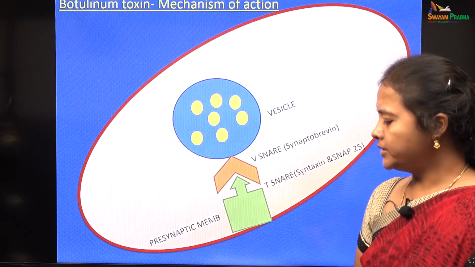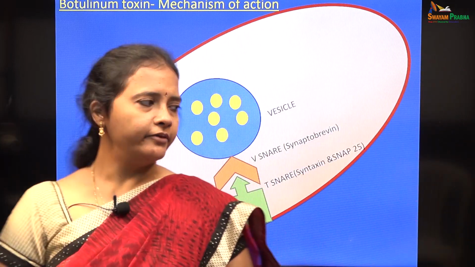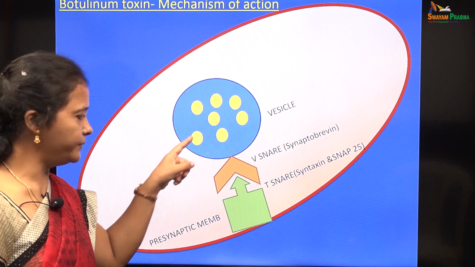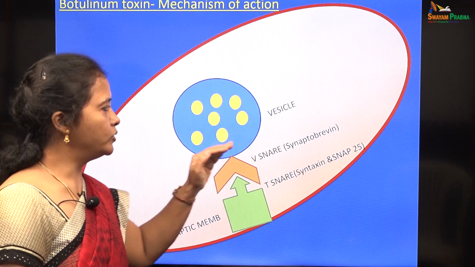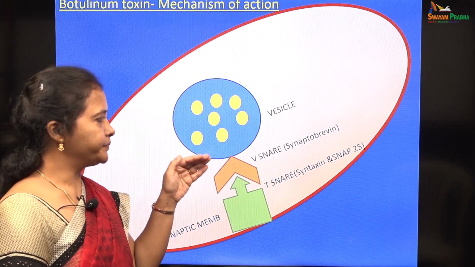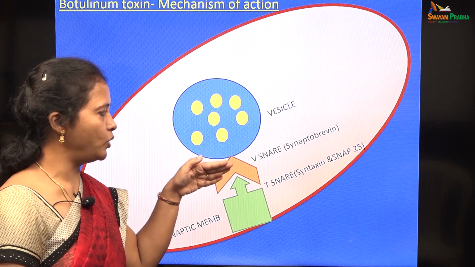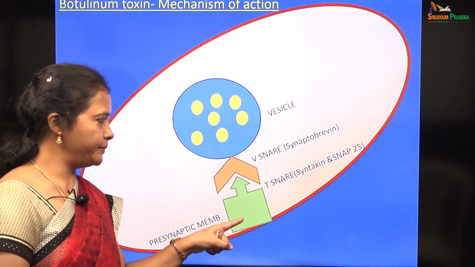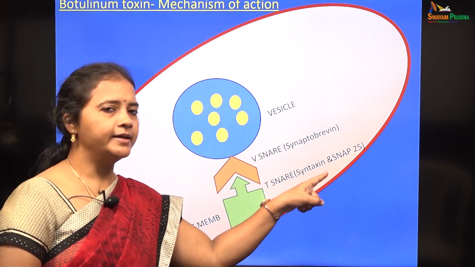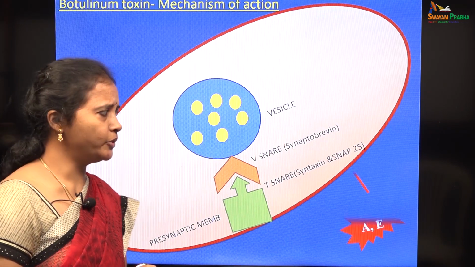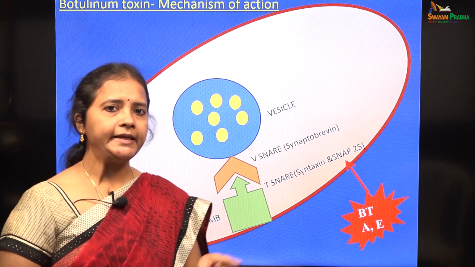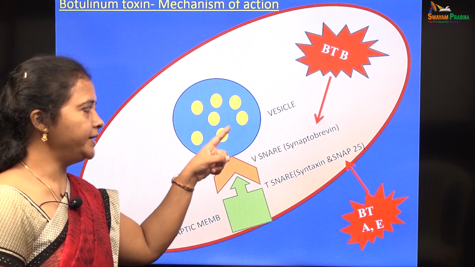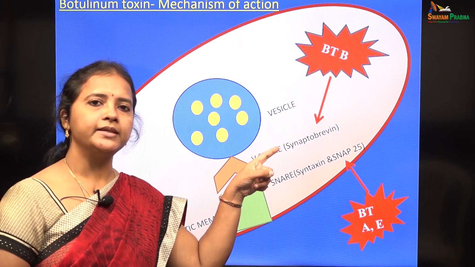molecules. So this is the structure of the presynaptic knob, where we have the vesicle loaded with the neurotransmitter acetylcholine, and this is the presynaptic nerve membrane. For the process of exocytosis, there are two main proteins which are involved: the VSNAP protein which is associated with the vesicle membrane, called synaptobrevin, and the TSNAP protein which is associated with the presynaptic membrane, called syntaxin and SNAP25. Botulinum toxin A and E classically inhibit the TSNAP protein, which is syntaxin and SNAP25, and botulinum toxin B classically inhibits the VSNAP protein, which is synaptobrevin.